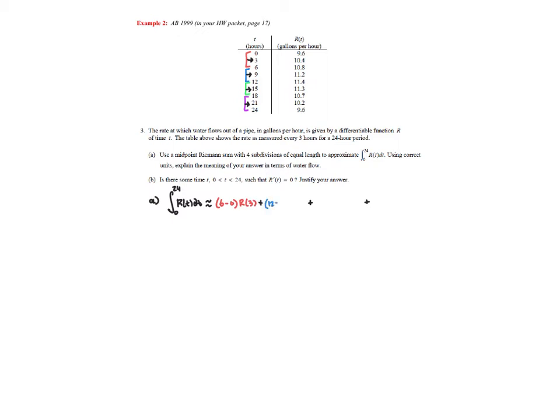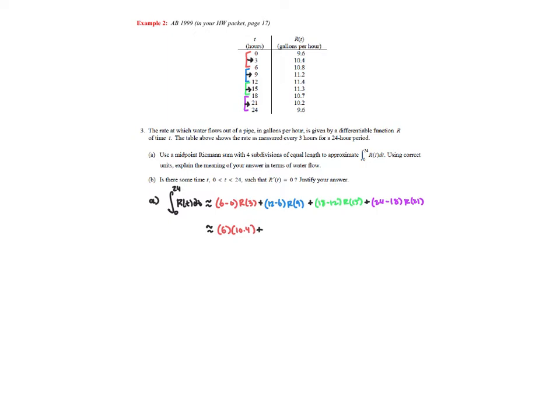So let's go 12 minus 6 times r of 9, 18 minus 12 times r of 15, and finally 24 minus 18 times r of 21. Okay, so for our red rectangle, we have a base length of 6 and a height of 10.4. This is clearly a calculator allowed question, I believe. We'll see. Maybe the math comes out to be easy. We should have labeled it.